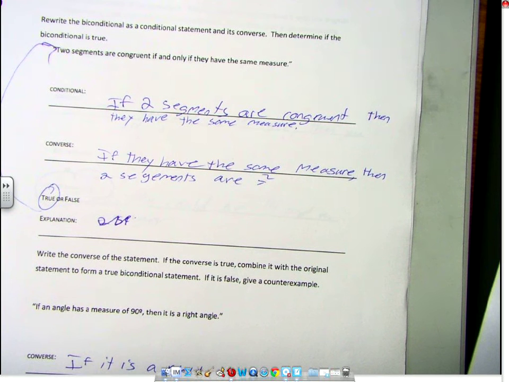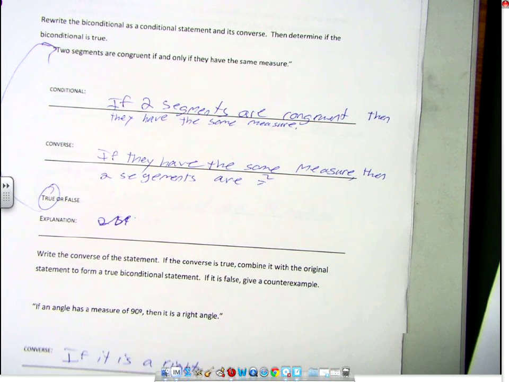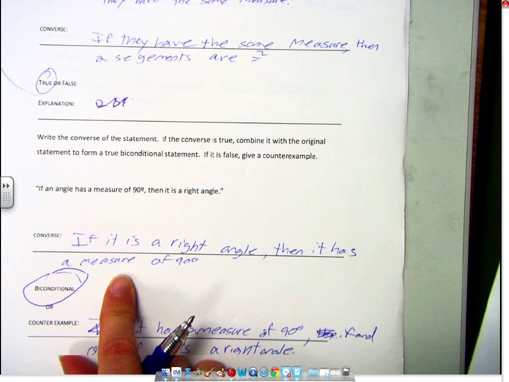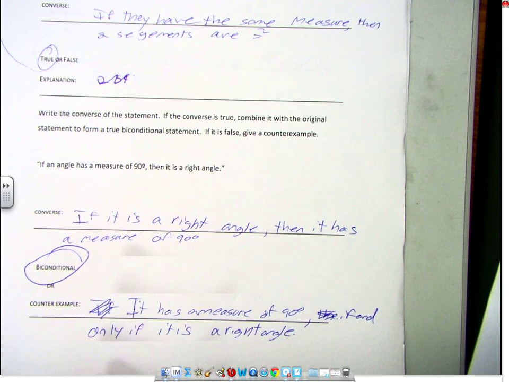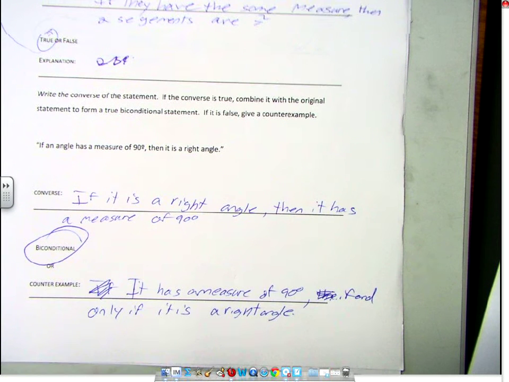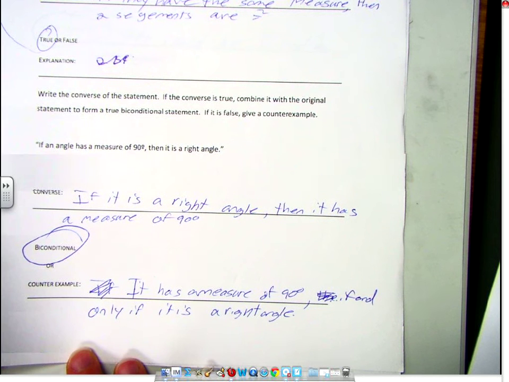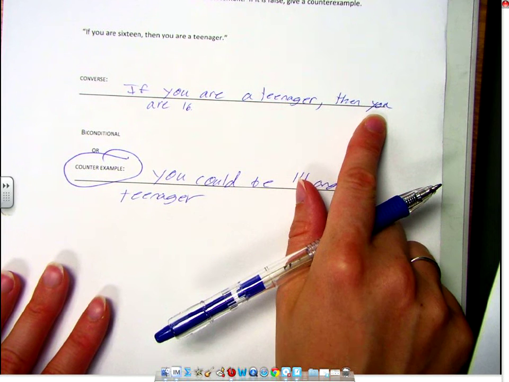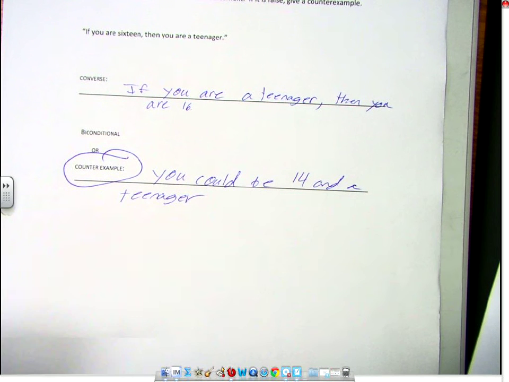If two segments are congruent, then they have the same measure. If they have the same measure, then the segments are congruent. This is true, and we've got a biconditional right up there. Okay. If it is a right angle, then it has a measure of 90 degrees. This is true. Both of them are true. So it is a measure of 90 degrees if and only if it is a right angle. And we did this exact example earlier. If you are a teenager, then you are 16. Counterexample, you could be a 14-year-old.